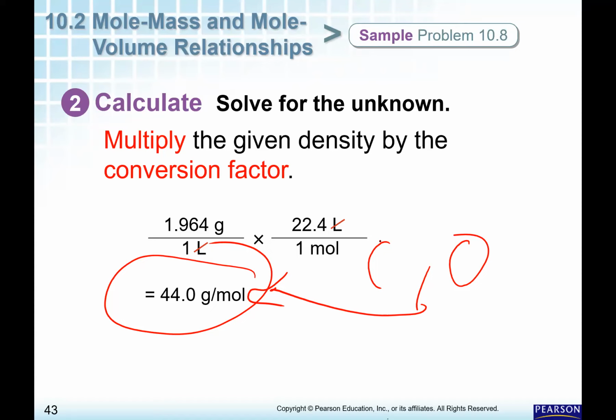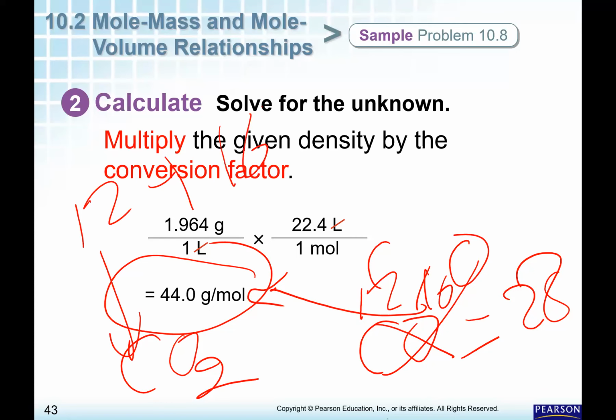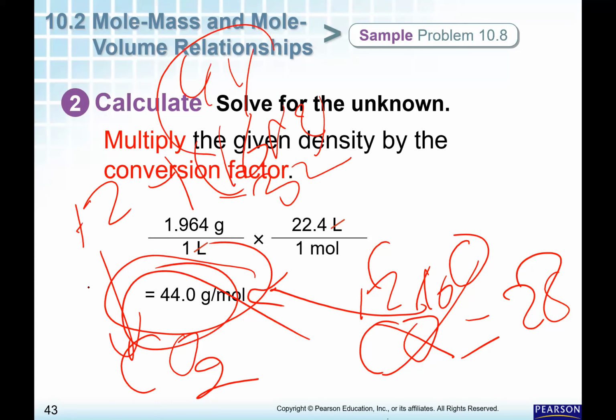Either carbon monoxide or carbon dioxide. If we consider carbon monoxide, which is CO, that is 12 and 16, a total of 28. So that's not the one. But if you consider carbon dioxide, then we have 12 plus 16 times 2, that is 32, plus 12, that is 44 grams. So the gas that we're dealing with is carbon dioxide.